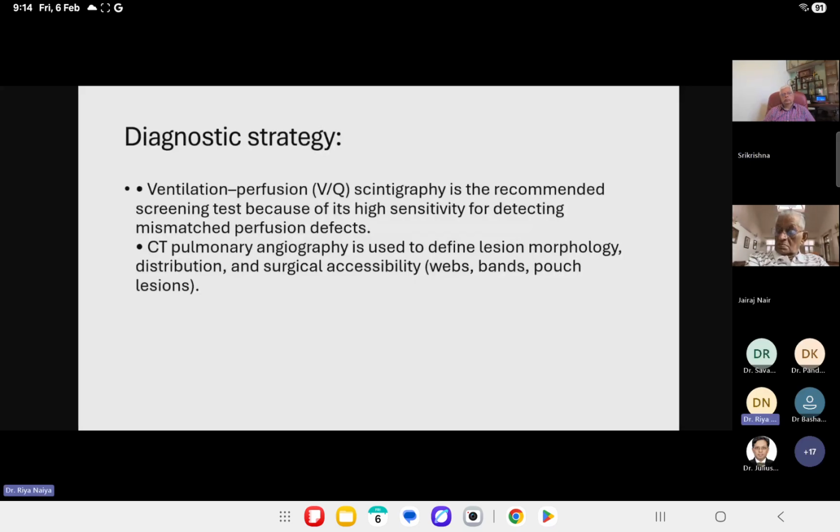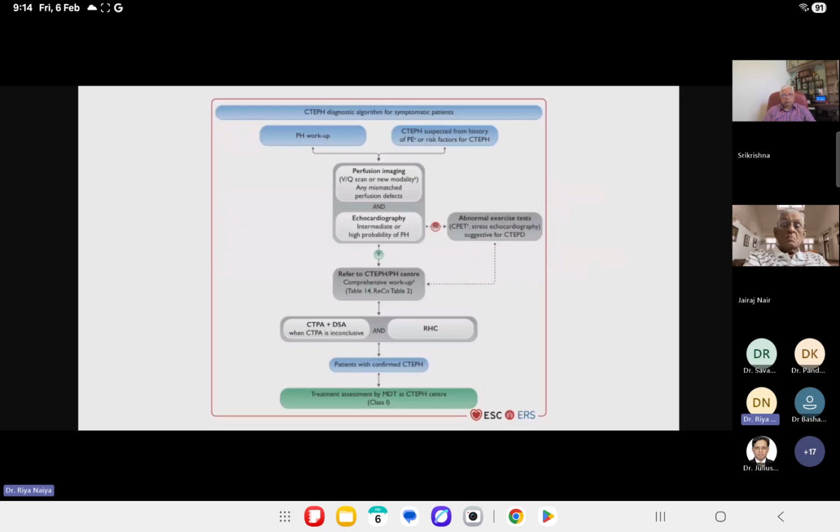So the usual diagnostic algorithm followed for CTEPH is, as a part of PH workup or in a patient who is suspected to have CTEPH, we do perfusion imaging in the form of a VQ scan, and we do an echocardiography. If there are mismatched perfusion defects or a high probability of PH, then we go ahead and do further imaging, which is CTPA and DSA, and a right heart catheterization. Once it is confirmed, then we go ahead with either intervention through surgery or through balloon angioplasty. If the patient does not have very specific findings on imaging, then we do exercise testing, which helps point us in the right direction as to whether imaging is required or not.